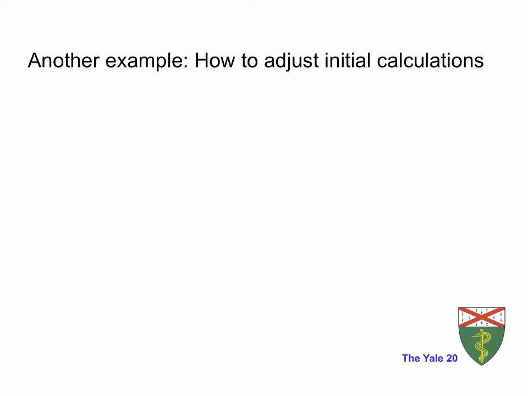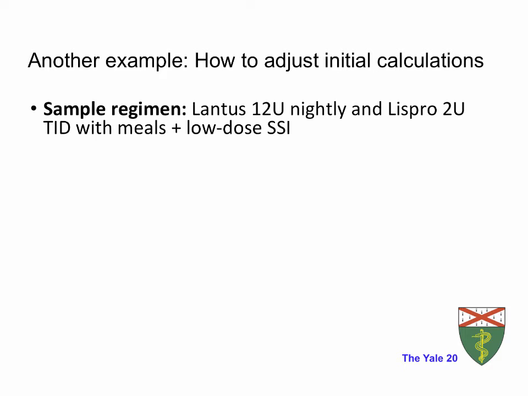All right, so now let's go through some sample adjustments. So say we had already done our total daily dose calculations, and we had decided that we're going to give a patient 12 units of Lantus nightly, and then 2 units of Lispro 3 times a day with meals, plus a low-dose sliding scale. So we put in those orders, the patient gets the Lantus, gets the Lispro as they're prescribed, and then what do we do if their blood sugar is still high, despite these calculations that we made? So let's go through some examples.